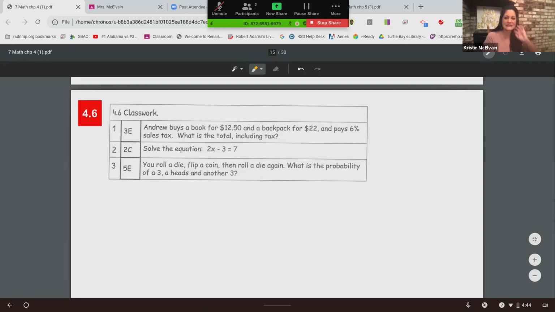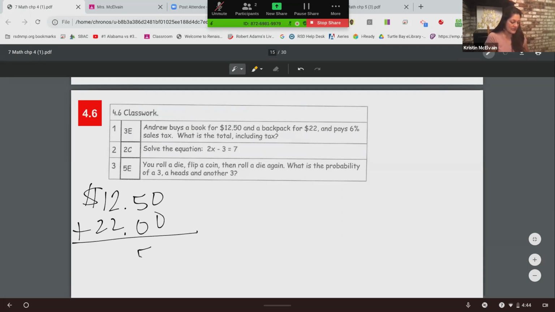Okay, so first of all, we need to see how much did he pay in all. So $12.50 plus $22. That's going to give us a total of $34.50. And he pays 6%. So we need to know how much is 6% and add it to our total.